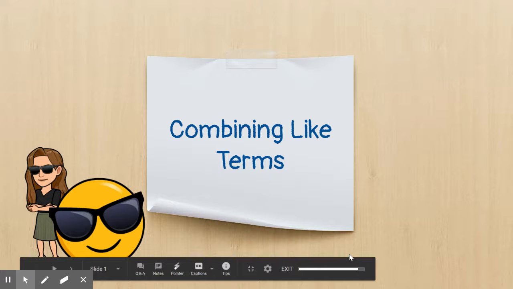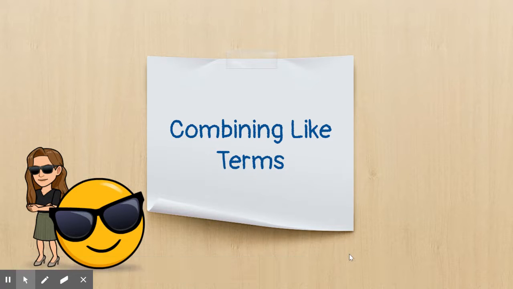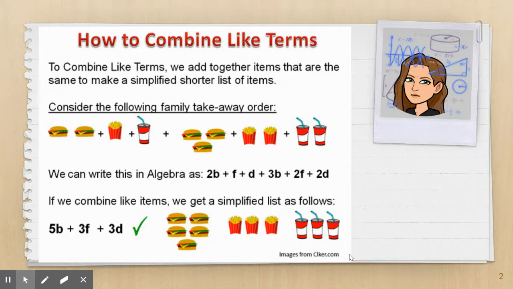All right, this week we are going to be talking about combining like terms. So first, let's look at this picture. Here you have you and your friend or your sibling or your parent going through the drive-through of McDonald's, Wendy's, Burger King's, White Castle, whatever, right? You ordered 2 burgers, 1 fry, and 1 drink. Whoever you're with orders 3 burgers, 2 fries, and 2 drinks.